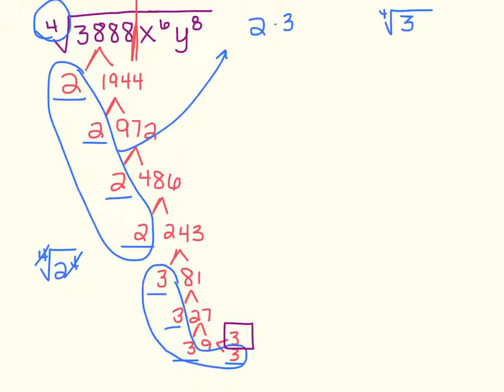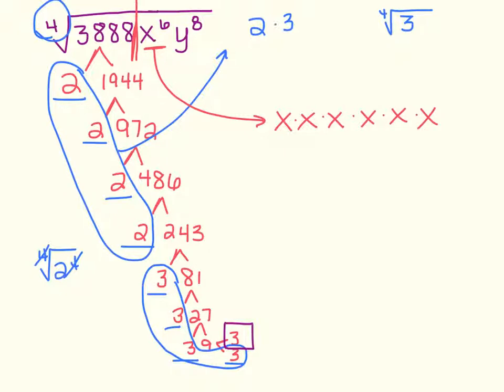Okay, so now let's talk about how to deal with these variables. And this part you probably will not have to write out every single time, but I would write it out this first time so you understand where it came from. So I have x to the 6th. If I wrote out a factor tree for x to the 6th, it would look like this. It would be 6 x's all multiplied together.